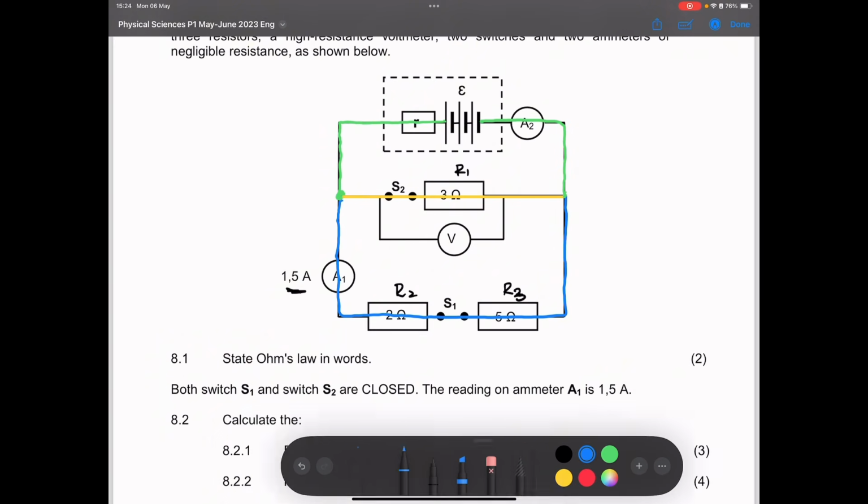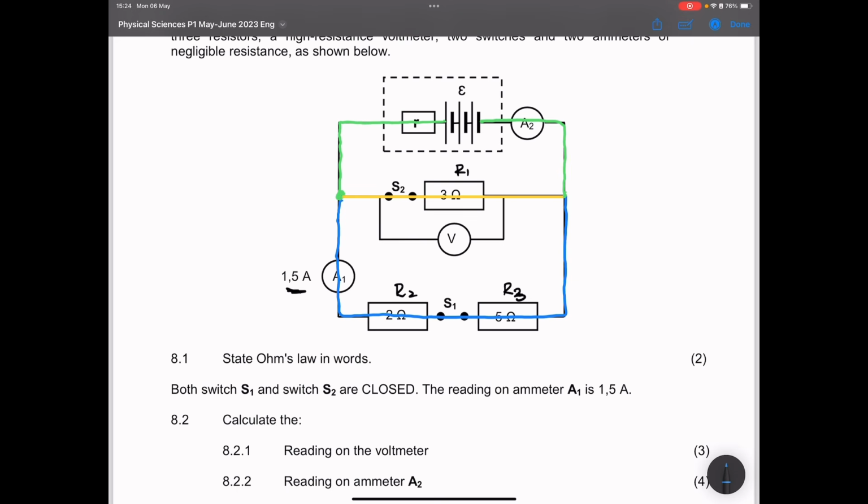And the combination of R2 and R3 is in parallel with R1. I hope that is clear, ladies and gents. All right, so let's quickly have a look at it. They said to us, calculate the reading on the ammeter, right? So what do I know about resistors in parallel?